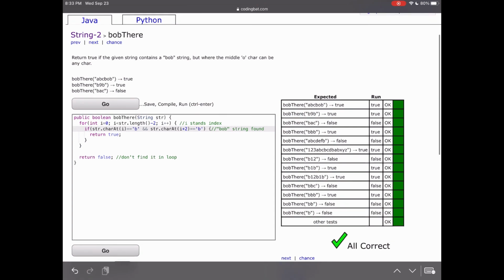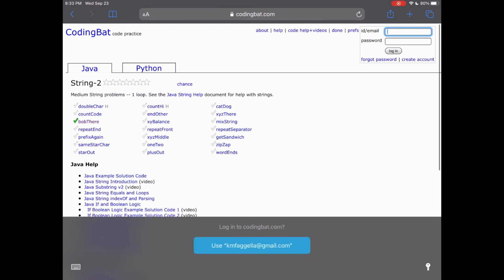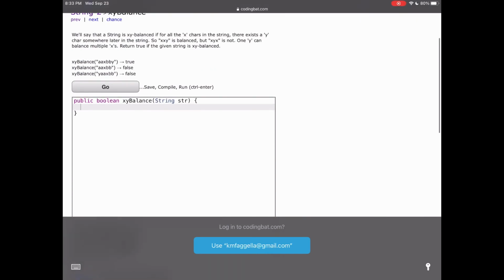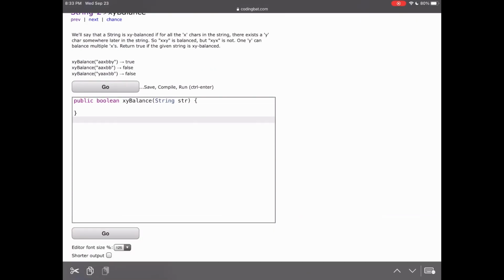Perfect. Okay. So if I go back here to string 2, we're going to try with this XY balance, right? So if I click in here, we'll say that a string is XY balanced if for all X characters in the string, there exists a Y character somewhere later, right?